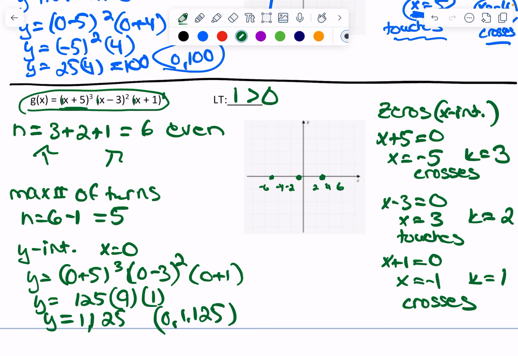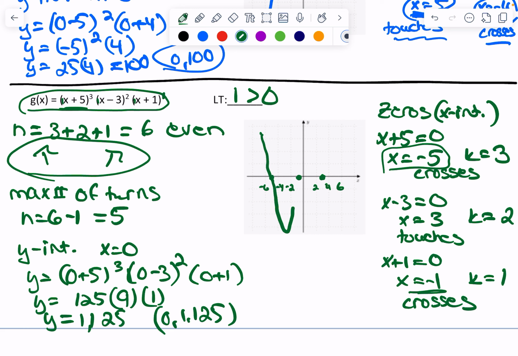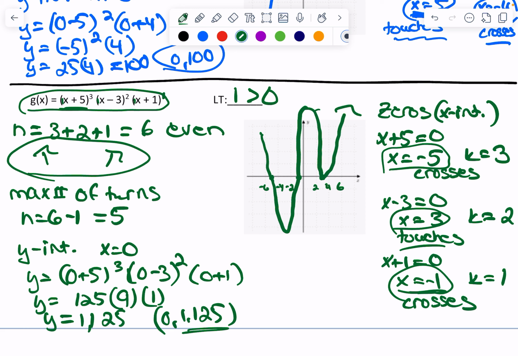Okay, so we know that our ends go the same way. They're both going up. So the first place where it crosses is x equals -5. So we're going to start from here and come down. We don't know how far it comes down. We're just going to sketch something here. Our next one is -1 where it crosses again. So it comes down here. It keeps going up. Remember, it goes all the way to 1,125 where it turns around. And then it touches at x equals 3. So it's going to come down, touch, and turn back. And you can tell that the ends are both going up. So we graphed it the correct way.